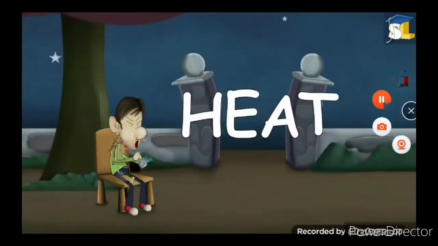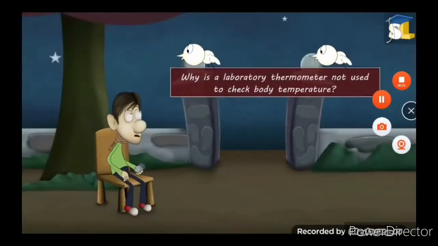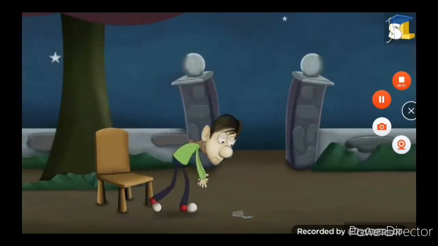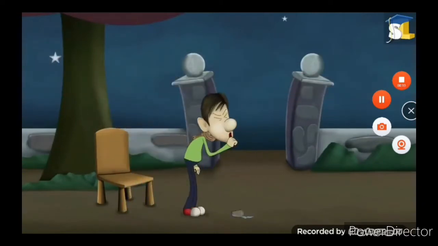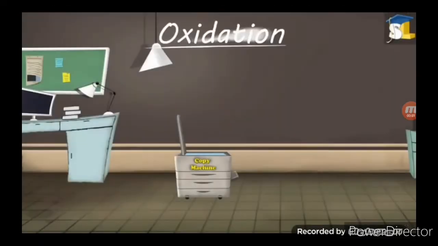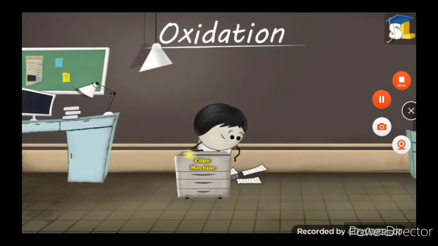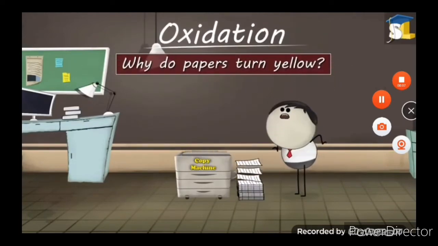Topic, heat. Why is a laboratory thermometer not used to check body temperature? Oh, you have got fever. Topic, oxidation. Why do papers turn yellow?